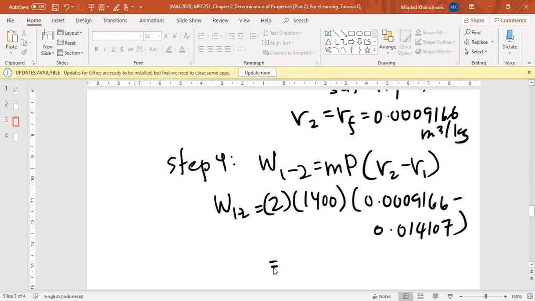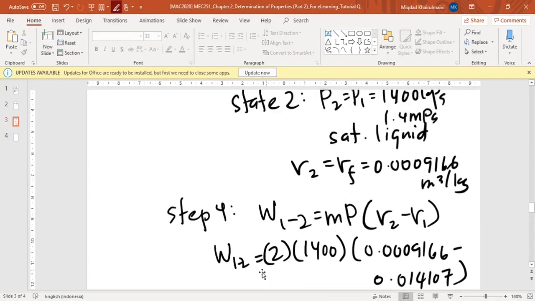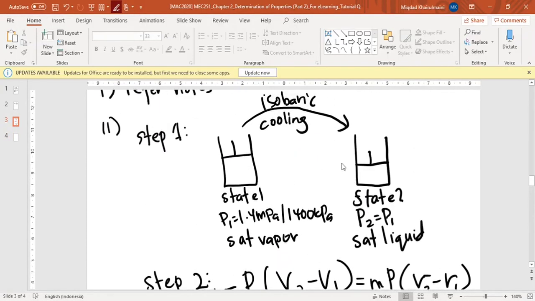So we should get negative 36.93 kilojoules. Negative here means work is done to the system. That is why the piston is moving downwards, because we are putting work into the system. So that is the first portion of the question.